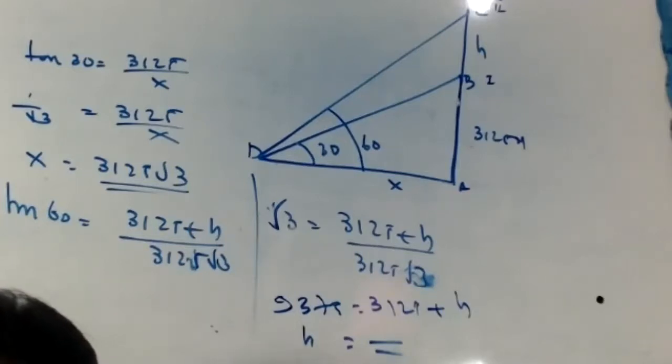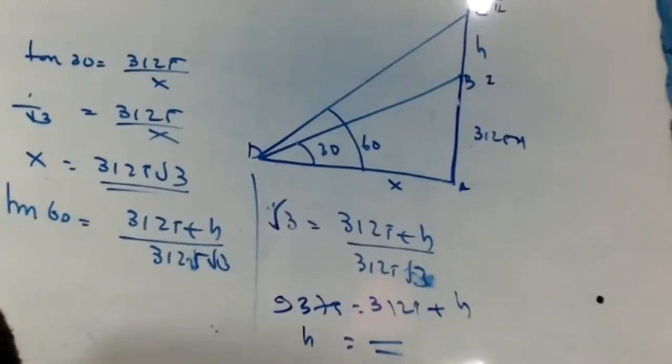A road is 80 meters wide. On each side there are two poles. From one point, the angle of elevation to one pole is 30 degree, and to the other pole is 60 degree. Then what is the height of each pole and the distance of the point of observation from each pole? Okay, try now. Any questions about this one?